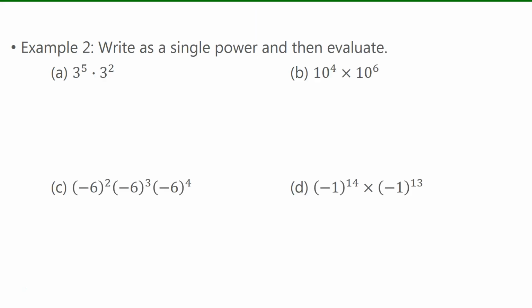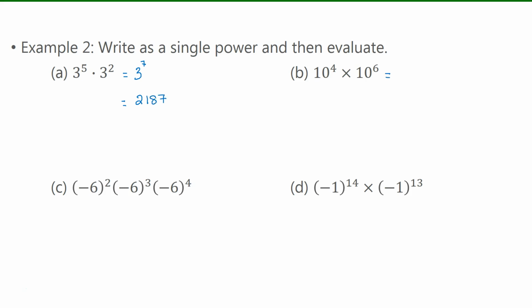In example 2, we have to write as a single power, but then we have to evaluate it. So for A, I need to add together 5 plus 2, which is 7. Now working that out on the calculator, I get 2,187.